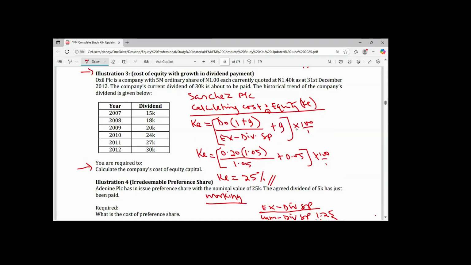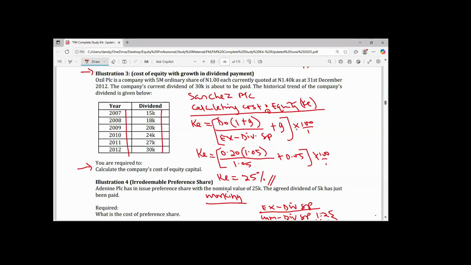It's still the same procedure. You want to calculate cost of equity. First thing first, before you put down your formula, you need to confirm from the question: is dividend constant or will dividend grow? Because in this question, you are given the dividend paid from 2007 to 2012.